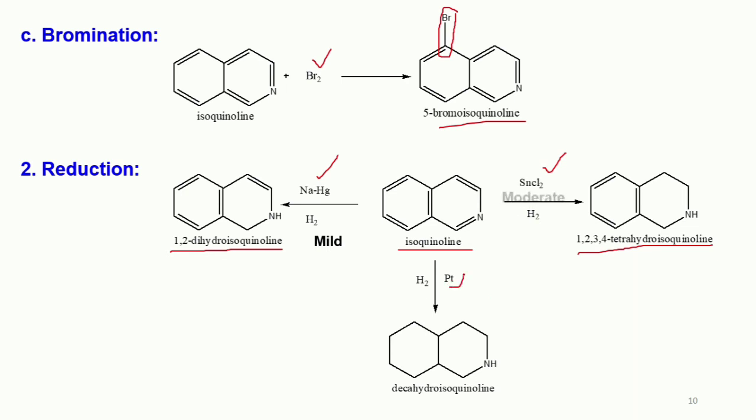And in the presence of platinum, it undergoes complete reduction, giving decahydroisoquinoline. So all the double bonds are saturated. Decahydroisoquinoline. So sodium amalgam, stannous chloride and platinum.